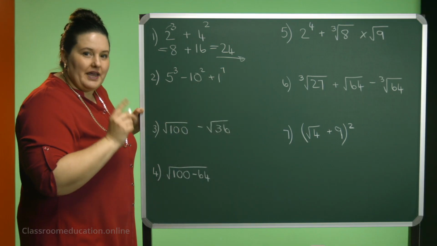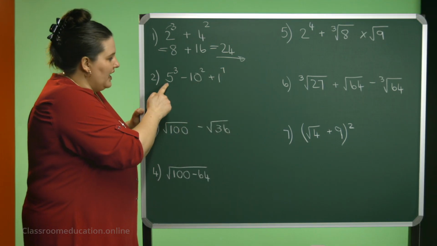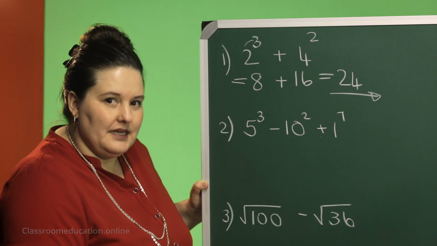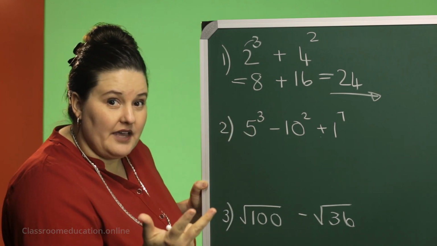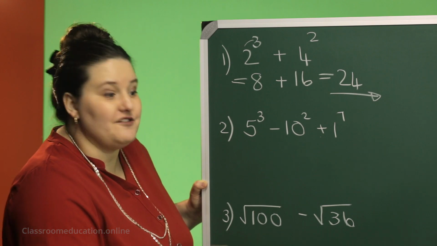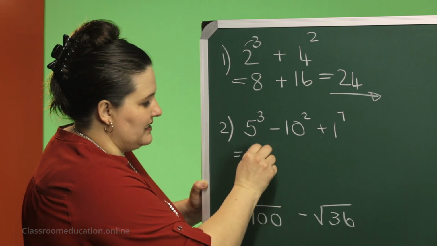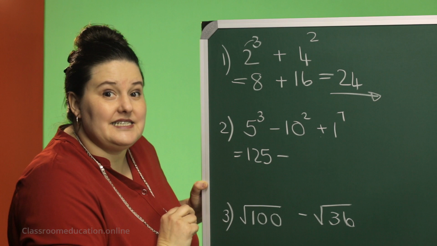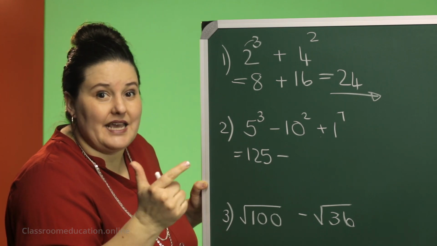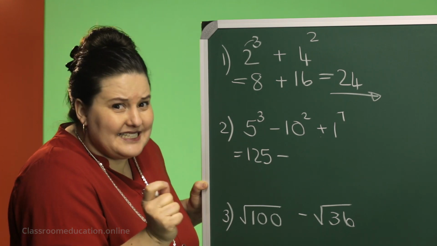The next one, have a look at this one. 5 to the power of 3. 5 times 5 times 5, 125. 125 minus 10 squared. 10 times 10, oh please don't tell me it's 20.